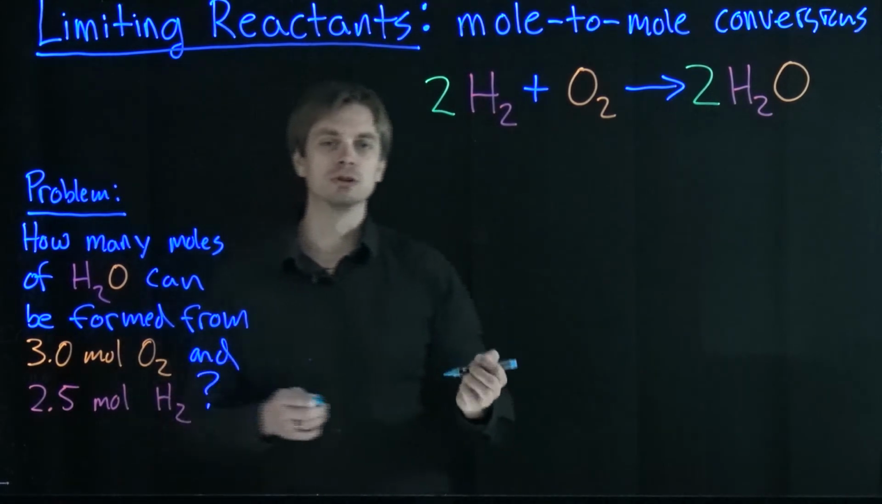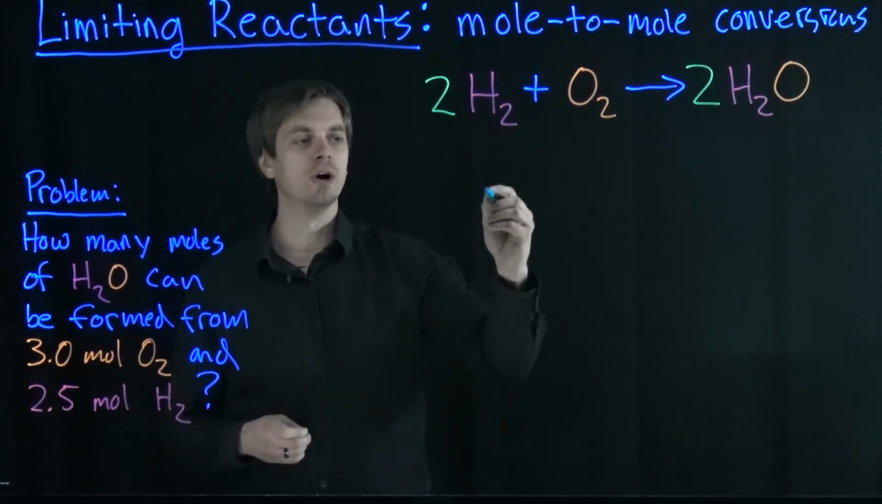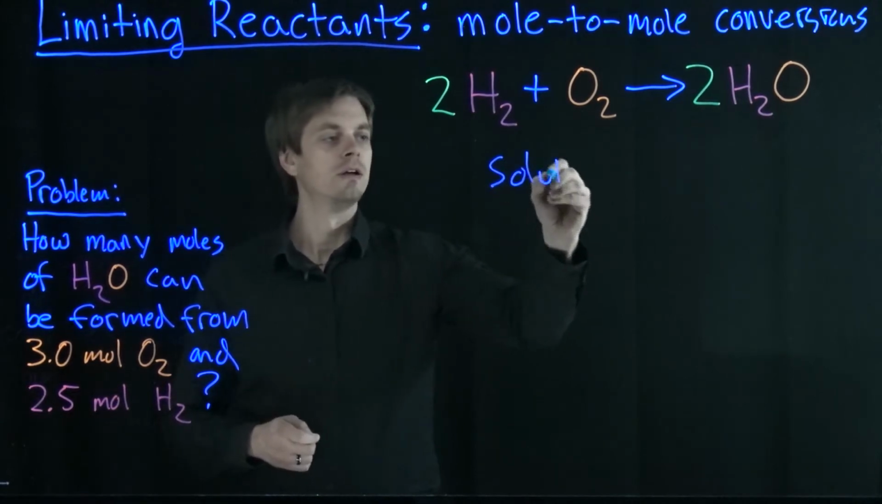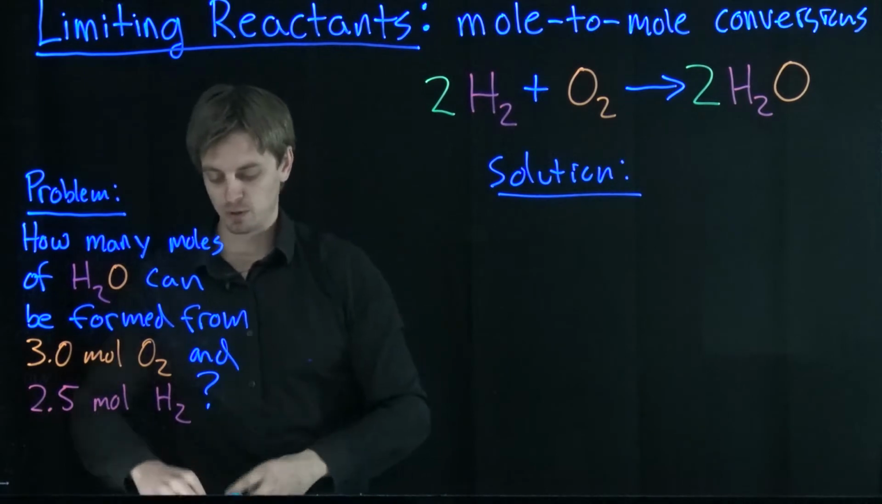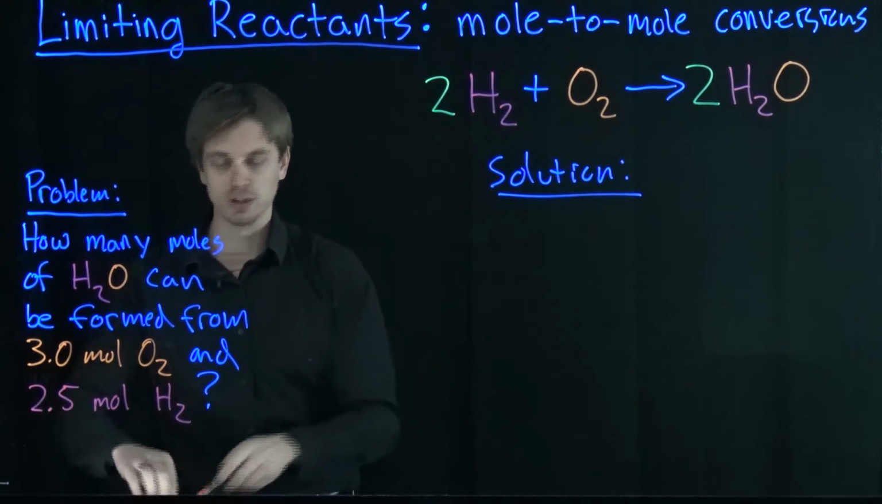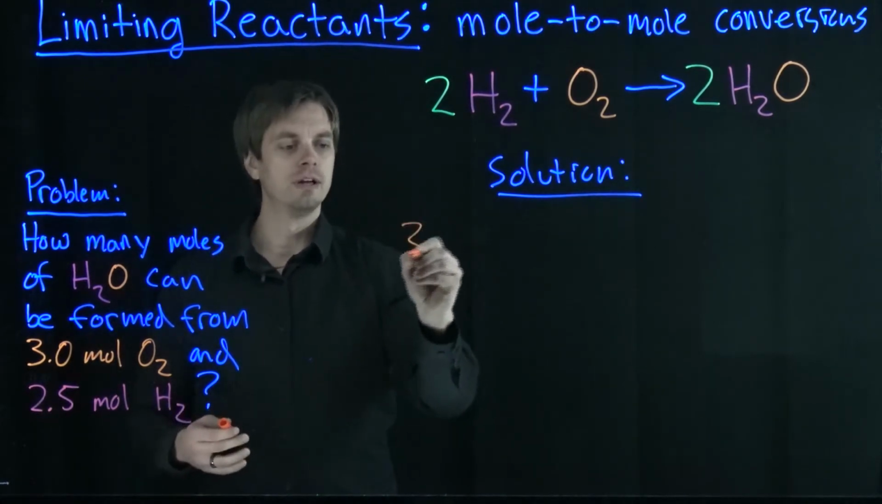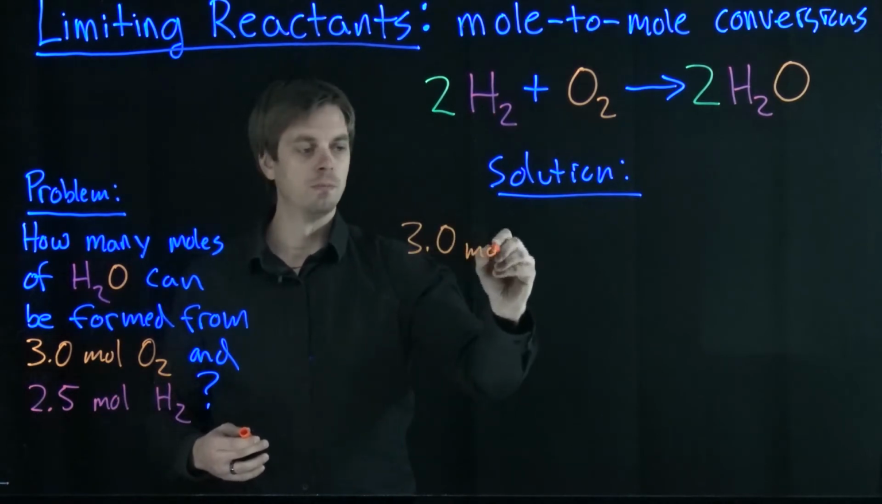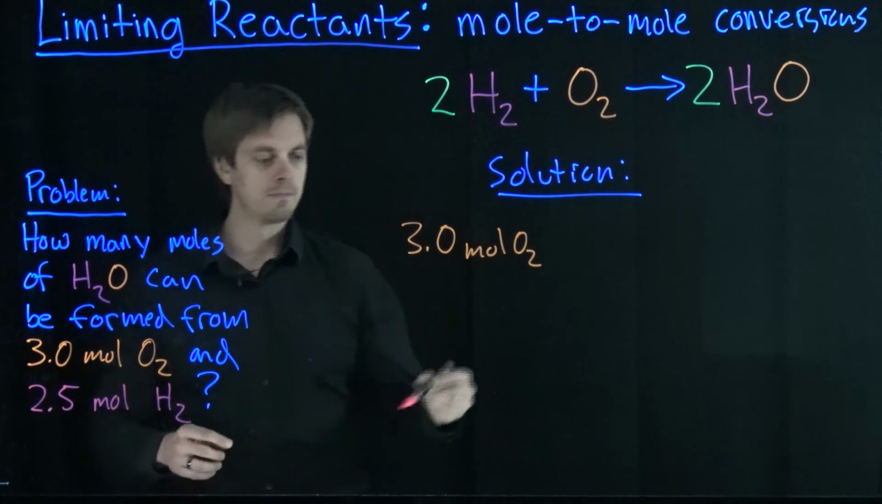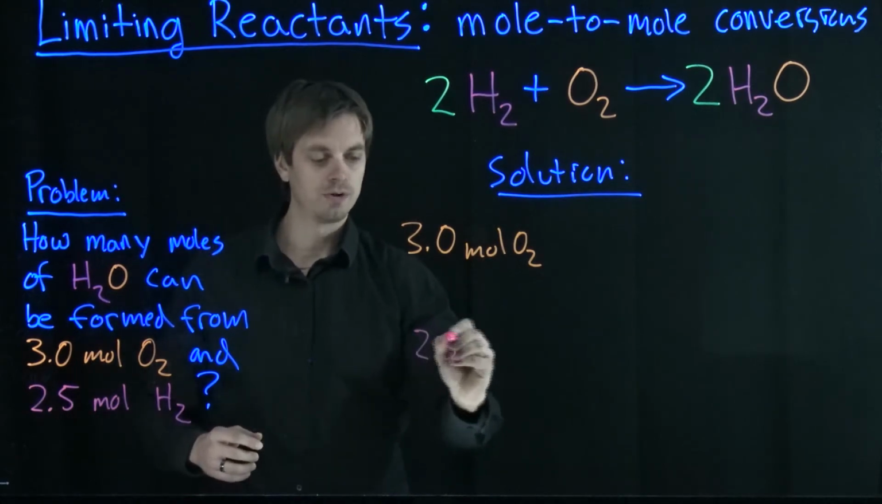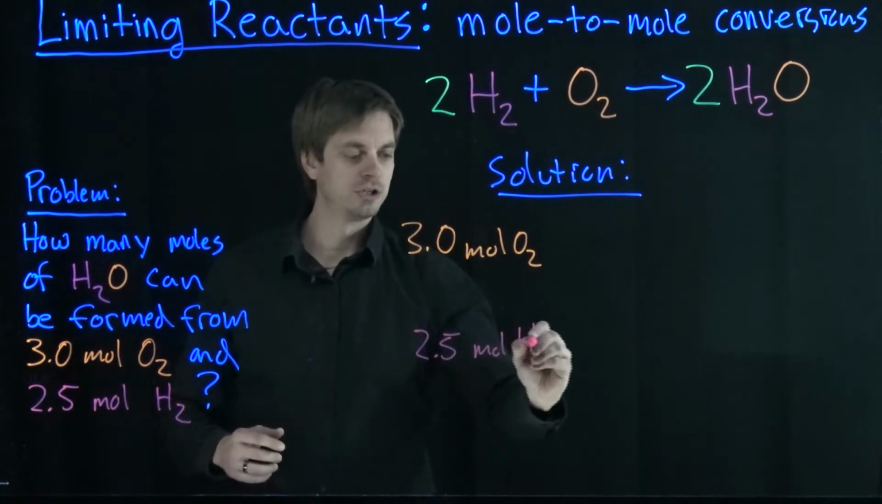So the steps, proceeding just as we did in the previous video, amount to starting off by writing down how much of each reactant we're given. So we'll start off with oxygen here. Okay? So we're given 3.0 moles of O2. Similarly, we are given 2.5 moles of H2.